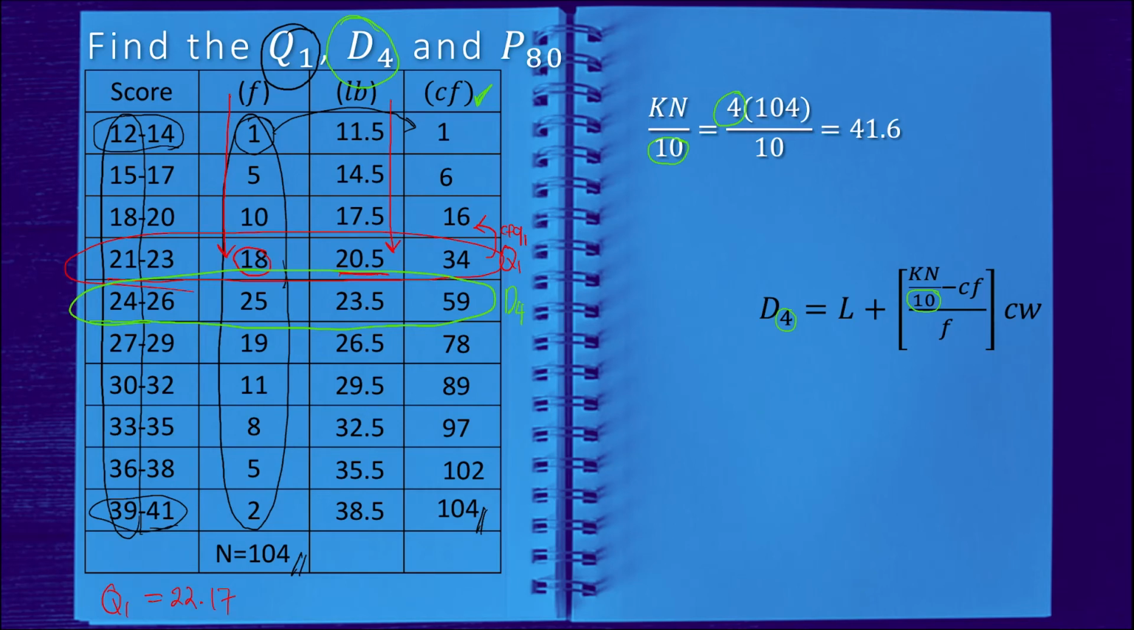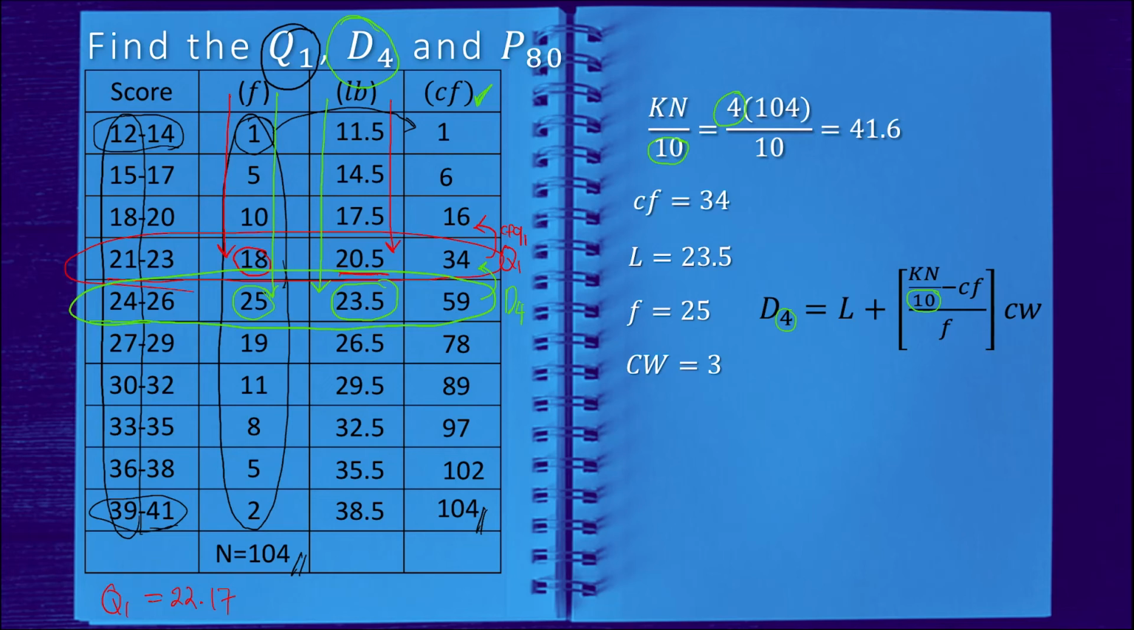And after natin malocate yun, pwede natin masagutan yung CF. CF means cumulative frequency before. Therefore, this is the CF, 34. Then, the lower boundary, this is 23.5. And the frequency, that is 25. Then, the CW, the same as Q sub 1, that's 3.